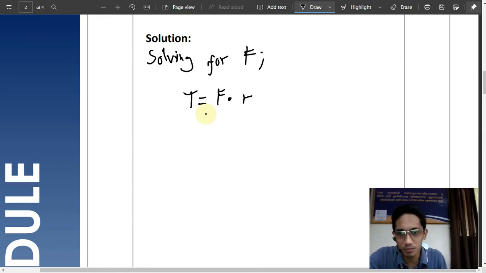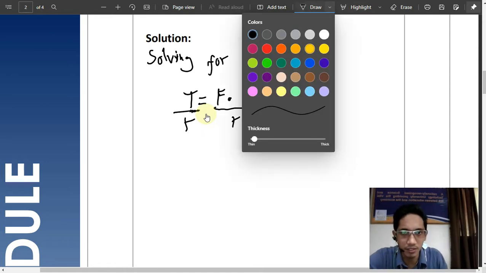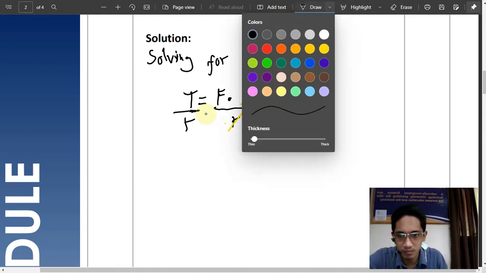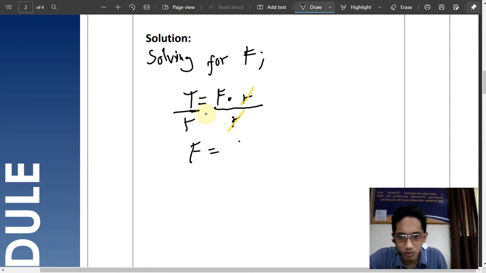So how do we isolate the force, class? Do we multiply by the radius or divide? The answer is divide by the radius r. Now, the radius cancels out: radius over radius is 1. What remains is the force. Force is equal to torque over radius. Okay, direct substitution.